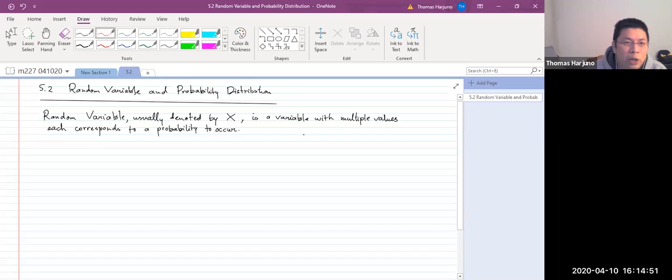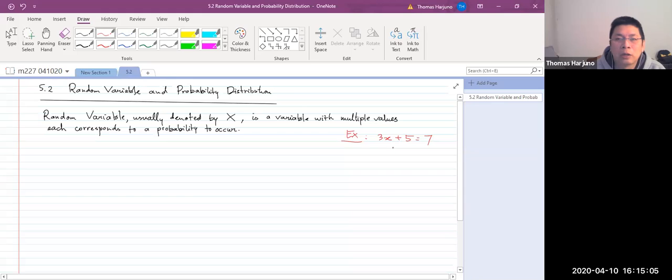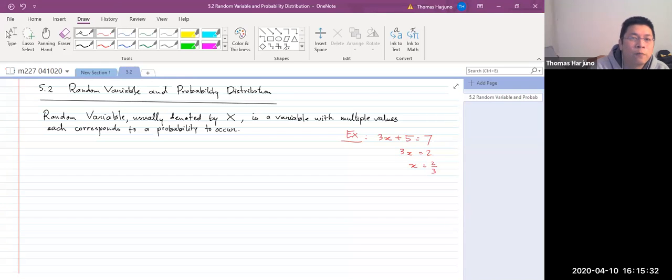What is the difference between a random variable and a regular variable? Some idea from the past. Suppose, for example, I have 3x plus 5 equals 7. Now, what is the value of this variable? When we solve that, 3x equals 2, so x equals 2/3. Notice that this variable has only one value. If you use another value, let's say x equals 0, then that will be a wrong solution, right?